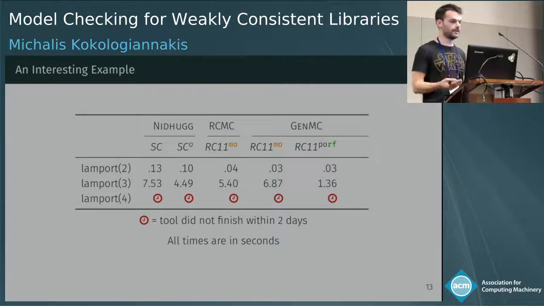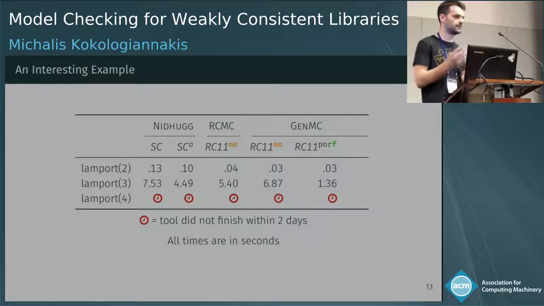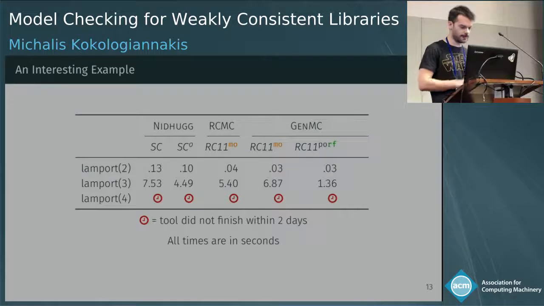And we also compared against NIDHUG, which works for sequential consistency and sequential consistency with observers. That's a coarser partitioning than SC, but not as coarse as PRF. Now, this Lamport benchmark is an implementation of a lock by Leslie Lamport, and then there are a bunch of threads, the numbers in the parentheses, that use this implementation and use this lock to manipulate some shared variables. Now, the first thing to notice here is that GenMC for 3 threads is faster than all the other tools due to this coarser equivalence partitioning.